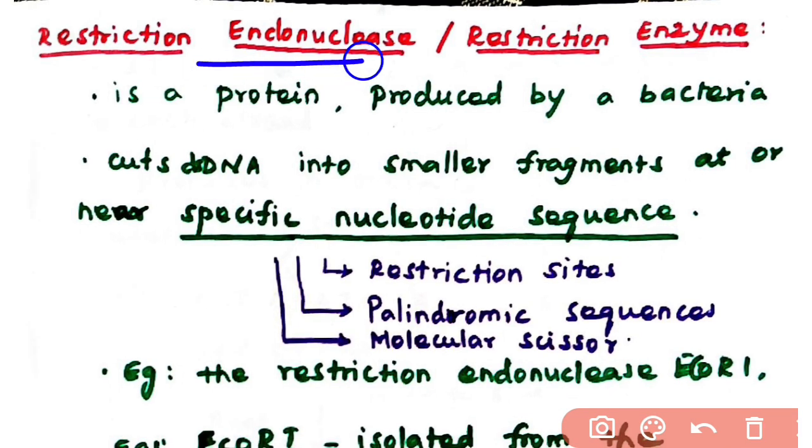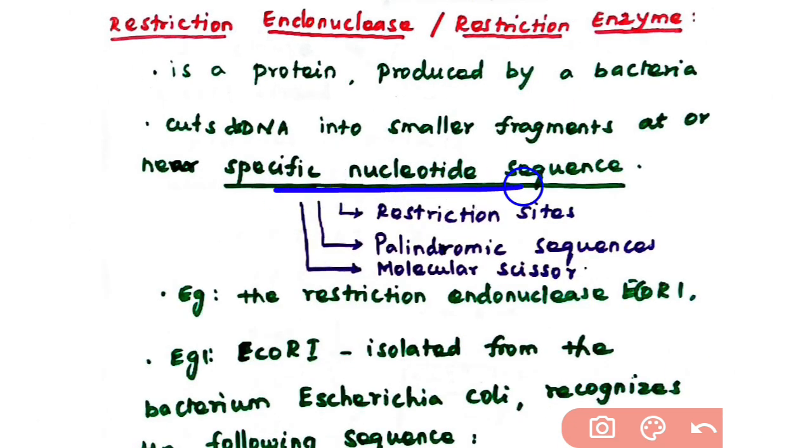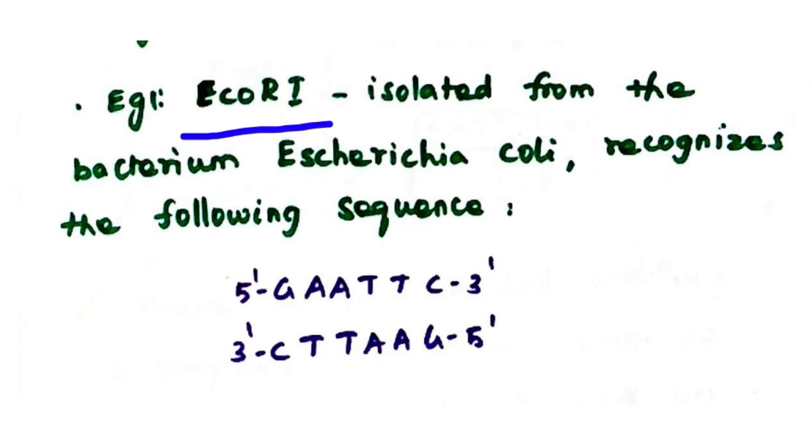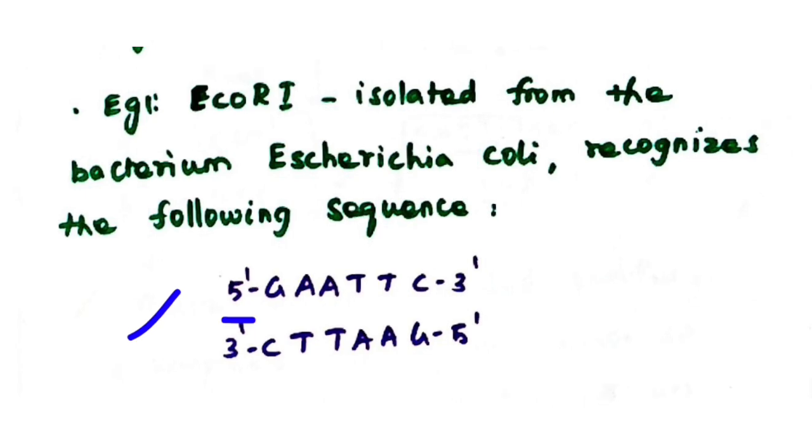The function of this restriction endonuclease is that it cuts double-stranded DNA into smaller fragments at or near a specific nucleotide sequence. This specific nucleotide or DNA sequence is known as the restriction site. Restriction sites are nothing but a specific DNA sequence where the restriction endonuclease makes a cut. For example, the restriction endonuclease enzyme EcoRI, which is isolated from the bacterium E. coli, recognizes the following sequence: 5' GAATTC 3', and on the opposite strand 3' CTTAAG 5'.